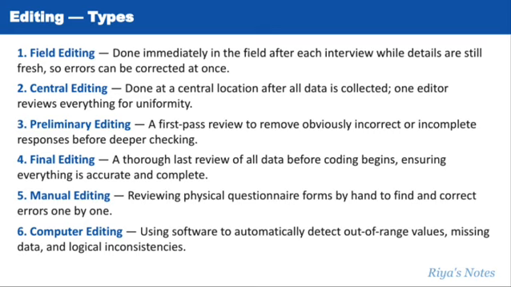3. Preliminary editing, a first-pass review to remove obviously incorrect or incomplete responses before deeper checking. 4. Final editing, a thorough last review of all data before coding begins, ensuring everything is accurate and complete. 5. Manual editing, reviewing physical questionnaire forms by hand to find and correct errors one by one. 6. Computer editing, using software to automatically detect out-of-range values, missing data, and logical inconsistencies.